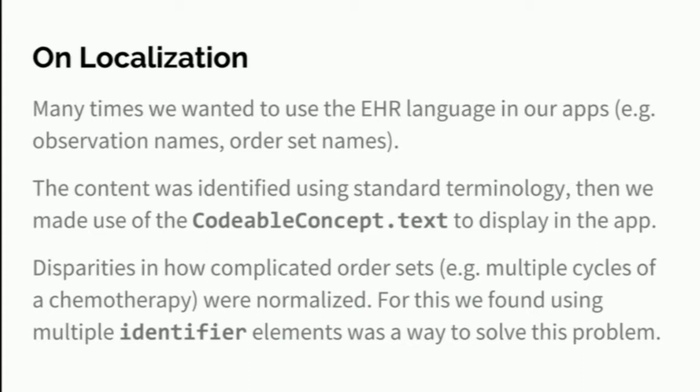And then we found some disparities in complicated order sets. In chemotherapy order sets, a lot of times you have multiple cycles, and some EHRs would represent them as different order sets altogether and marry them together in some kind of proprietary way. So we found using multiple identifiers was a nice pattern where we could have one identifier on maybe all three plan definitions. That meant that this was all AC followed by T with the different cycles or courses. And then a secondary identifier was put on them, so we knew the sequence and which ones were specifically which course.